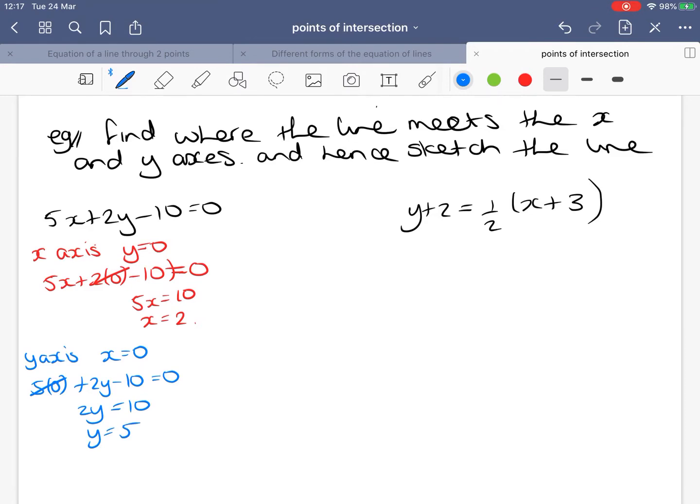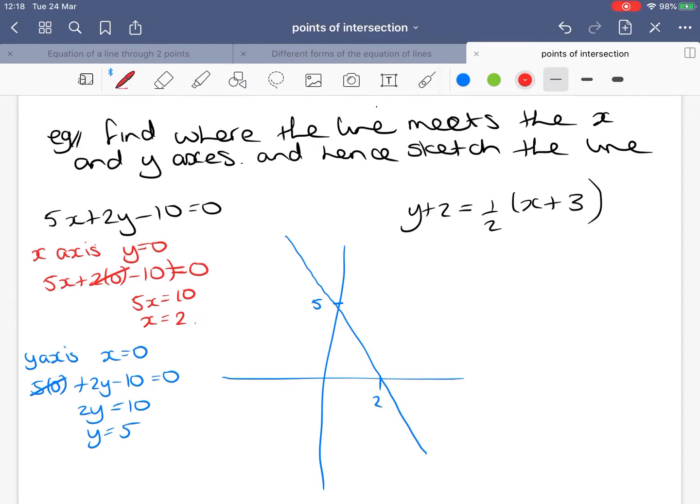So they cross at, I'm going to draw one axis in the middle and we'll put both lines on. It crosses the y-axis at 5 and it crosses the x-axis at 2. So the line on the left-hand side is going to look like that. Right, let's do the right-hand side equation.